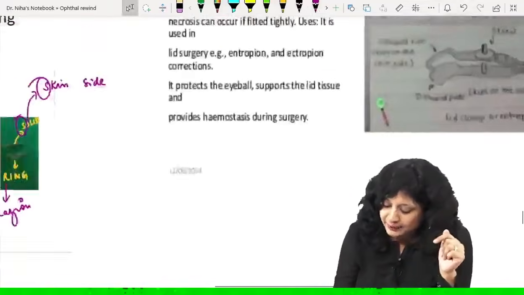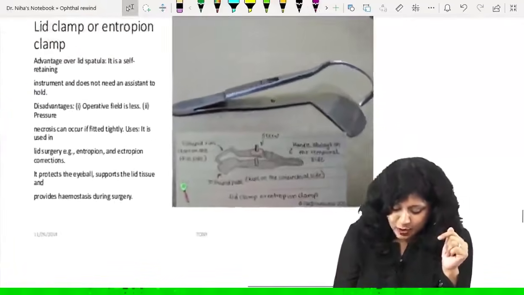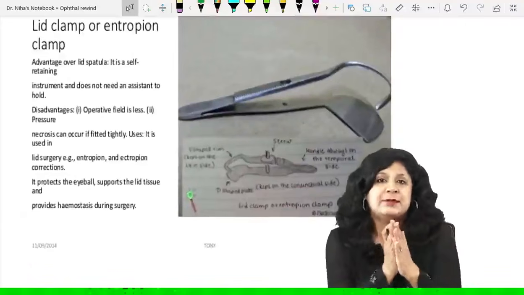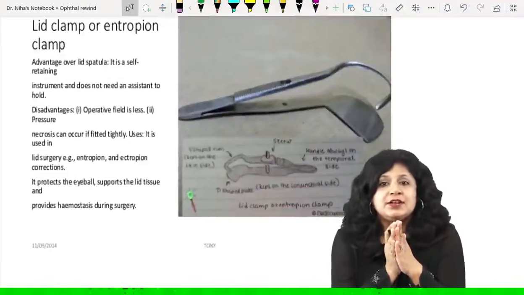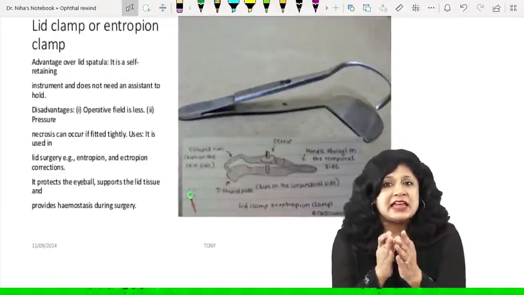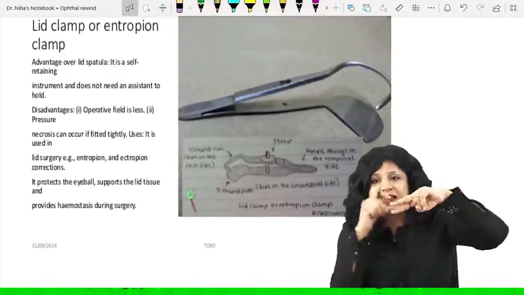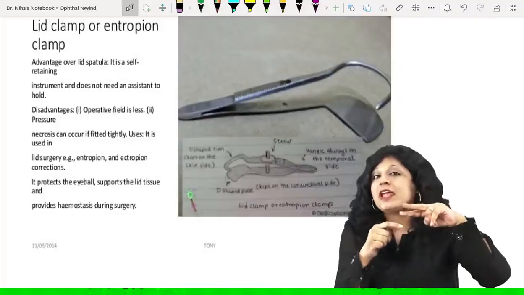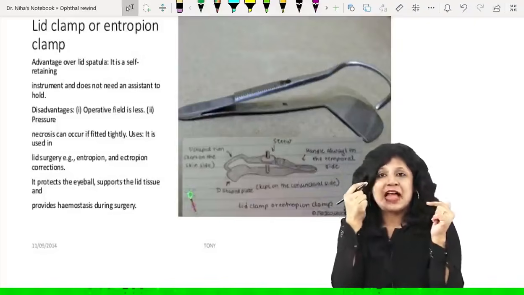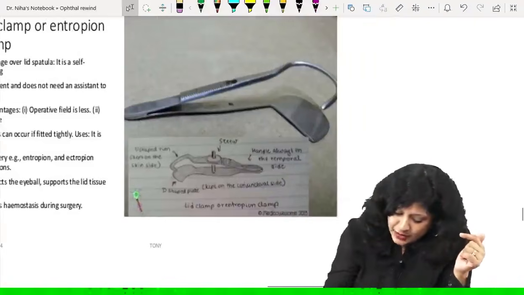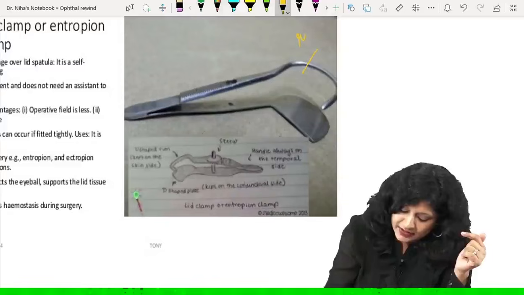Now, one more clamp that is used in ophthalmology is your lid clamp, that is called the entropion clamp or a lid clamp. Now, can you see this instrument? Again, you can see that it is a clamp. We are having a screw action, but look at its shape. It is much larger. It is engrossing the whole of the eyelid here. Here again, you have got two parts. One is your ring part and one is your solid part.